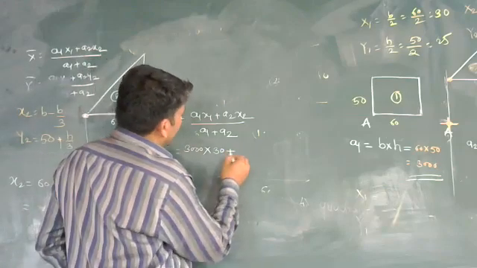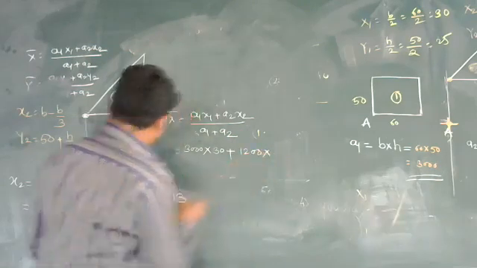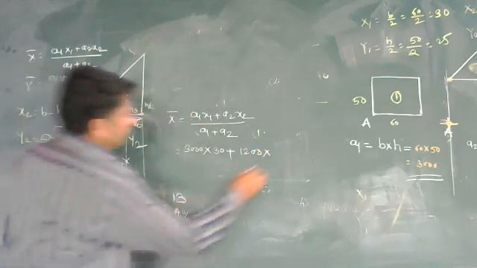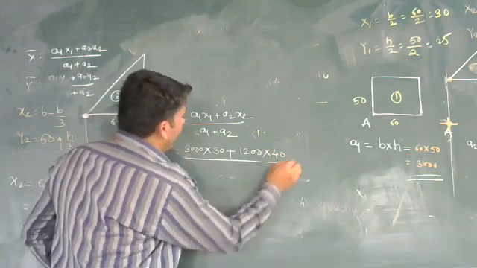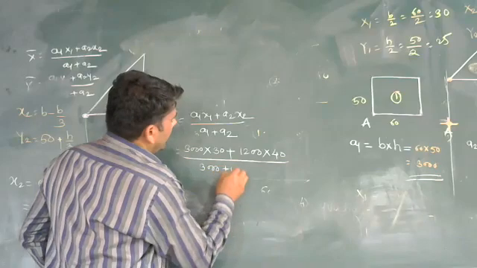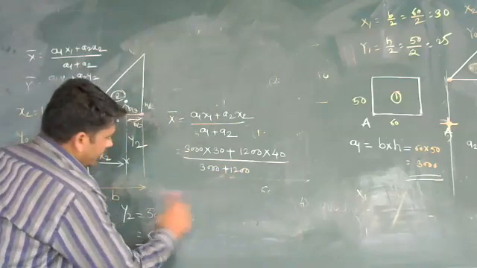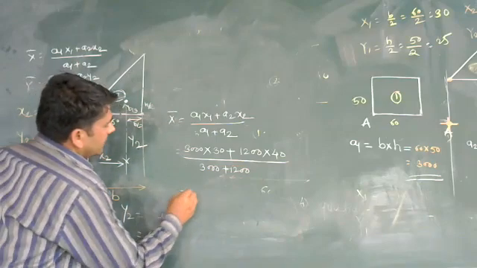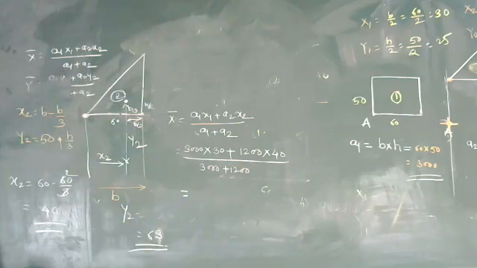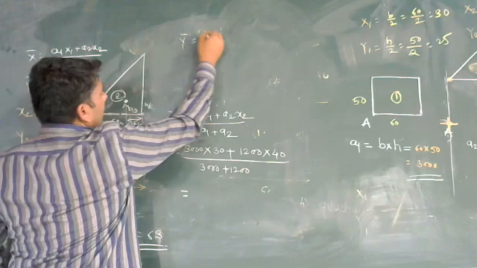x2 30, x1 was 30. A2 is 1200 into x2, which is 40, divided by A1 is how much? 3000 plus 1200. If you do the calculation, you will get the answer here. Similarly, you can do the calculation for another part.